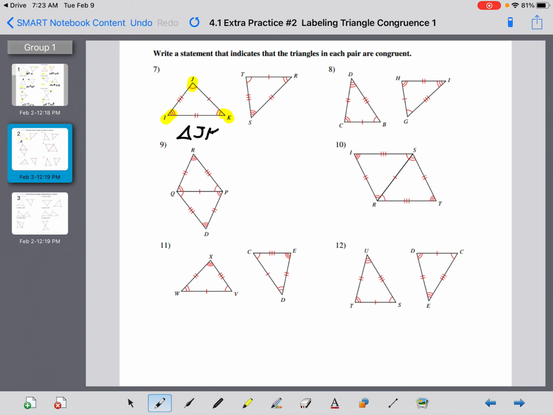So this is triangle JKI is congruent to triangle, first arc would be TRS. Okay, if you do the same, follow 1, 2, 3. So triangle BCD is congruent to 1, 2, 3, GHI.